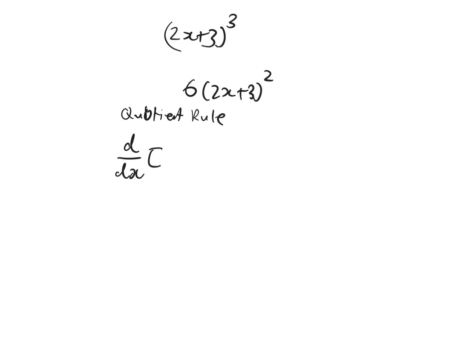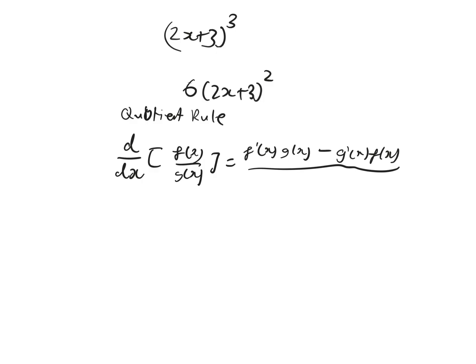So the quotient rule is f of x over g of x, and this is going to equal f prime of x. It's a shortcut way. It's going to take too long if I write it the other way. Times g of x minus g prime of x times f of x, all over g of x squared.